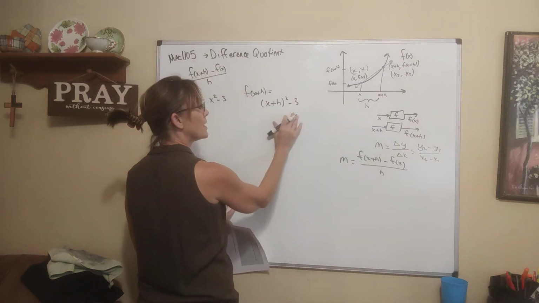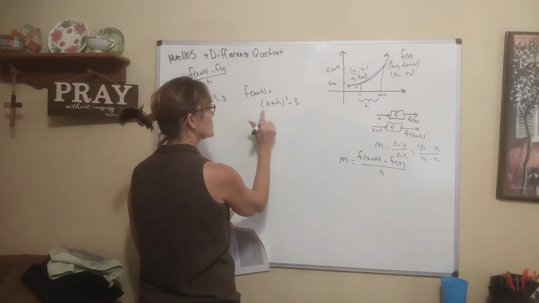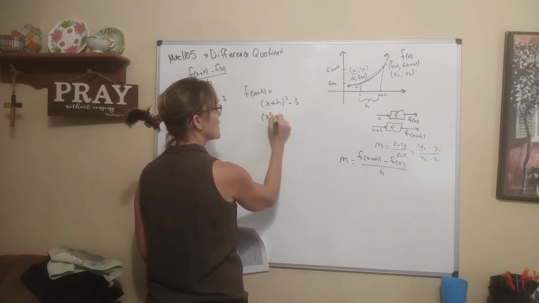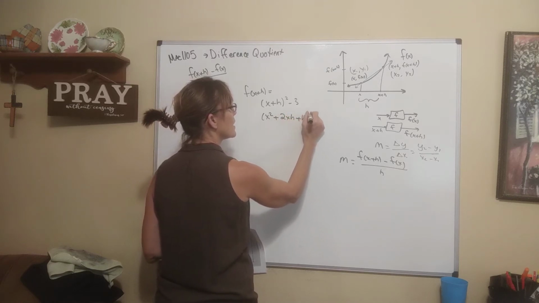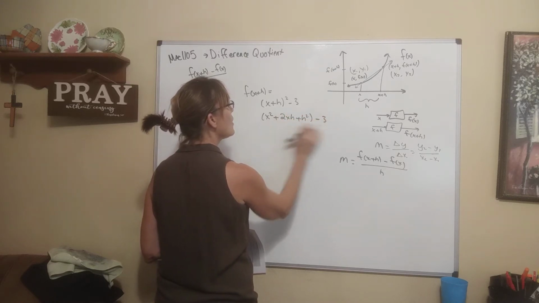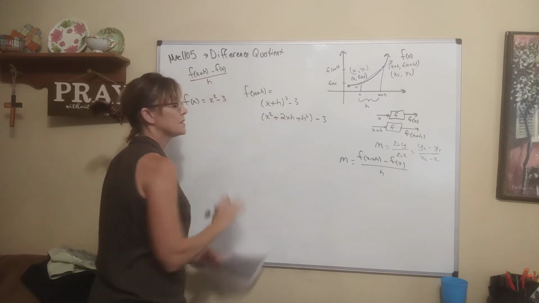Then I have to multiply this out. x plus h times x plus h is x squared plus 2xh plus h squared minus 3. So all of this right here is what f of x plus h is.